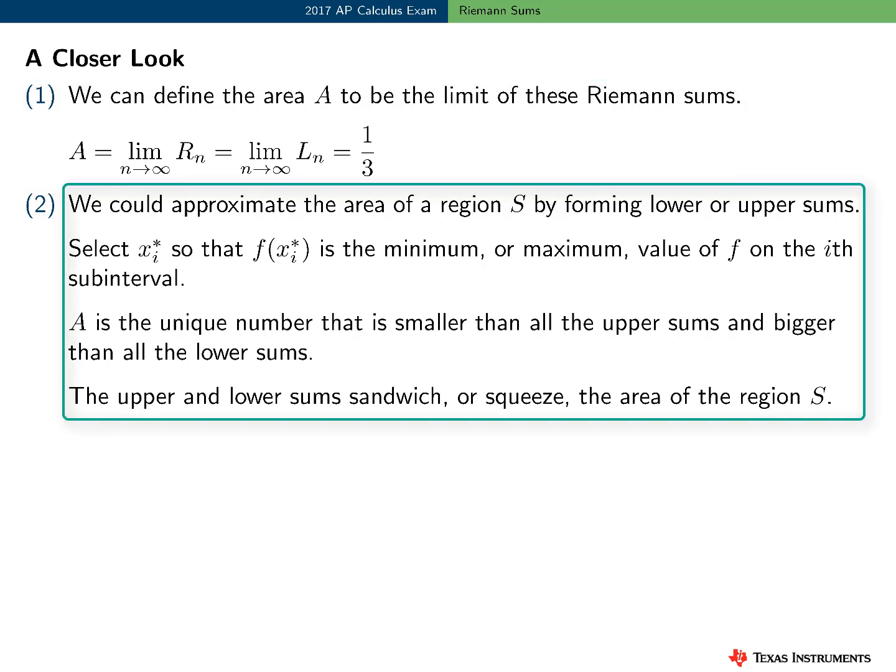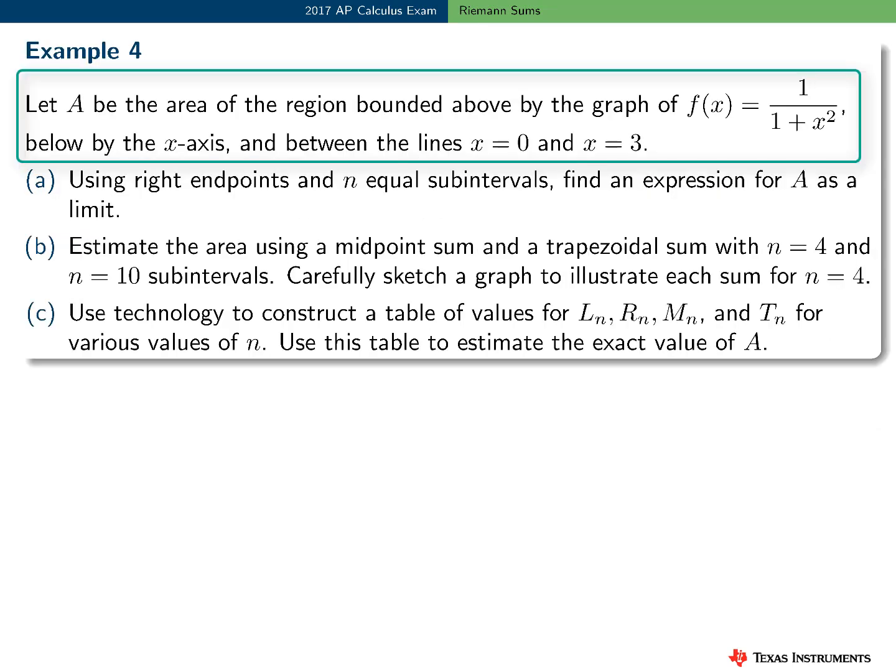Here's another way to think about this limiting value A. We could, if we wanted to, approximate the area of the region S by forming lower and upper sums. So, for example, we could select x sub i star so that f of x sub i star is the minimum, or the maximum, value of f in the ith subinterval. And then A would be the unique number that is smaller than all of the upper sums, but bigger than all of the lower sums, so that the upper and the lower sums sandwich or squeeze the area of that region S.